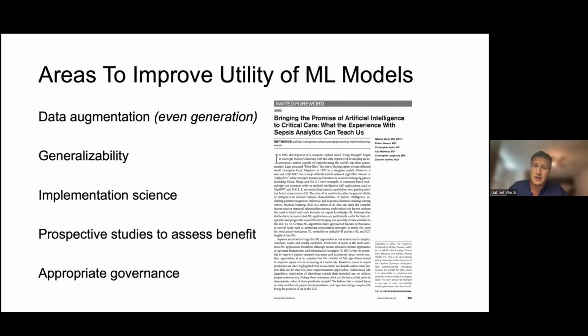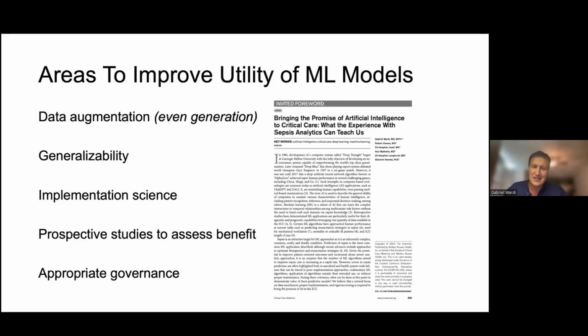Obviously, generalizability of the model is something that's very important. We've taken some steps of showing that transfer learning can be quite effective to bring a model from one institution to a completely different one and maintain very good test performance of the model. Implementation science is something that's paramount, at least for a lot of my training right now. What I focused on is how to make sure people react well to the model so they actually get some of the benefit of it.